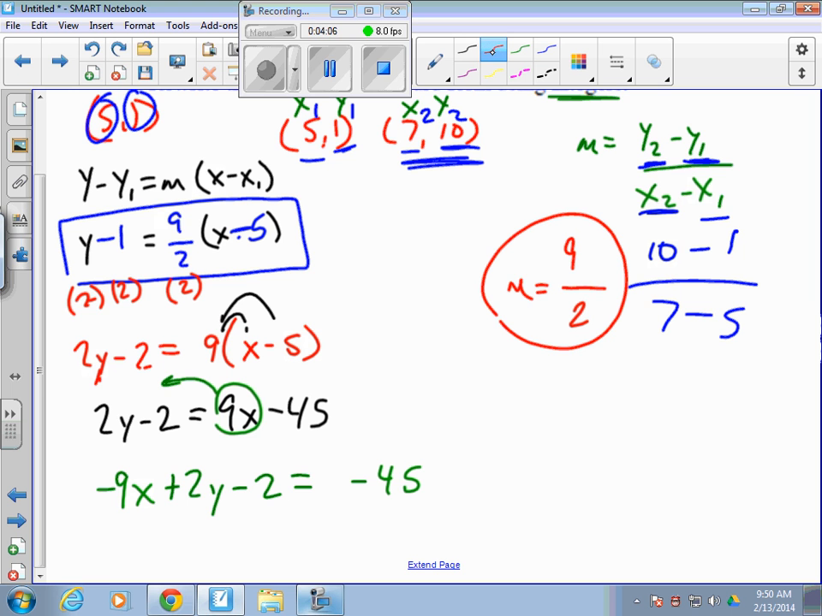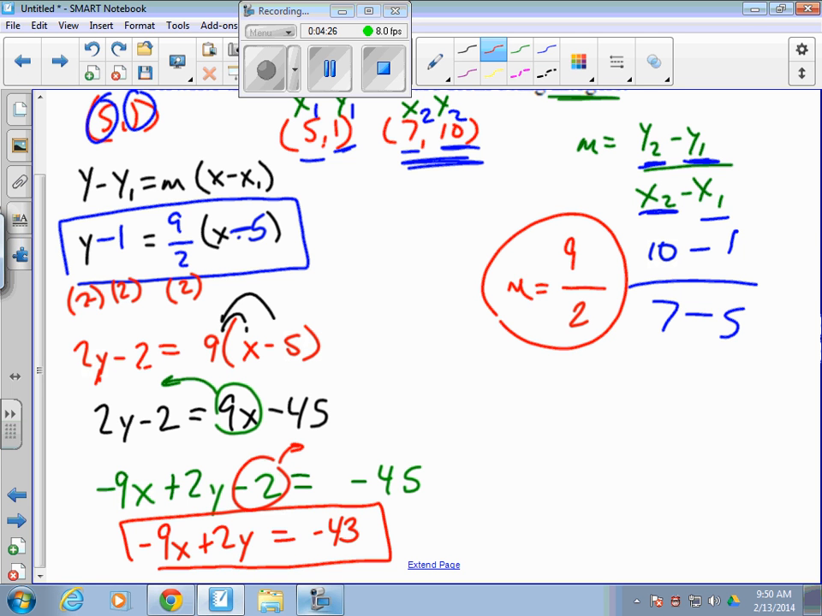We have to move that negative 2 over to the right side. In order to do that, you add 2 to both sides. So you have negative 9x plus 2y equals, when you add 2 to both sides, you get negative 43 on the right. Ax plus by equals c.